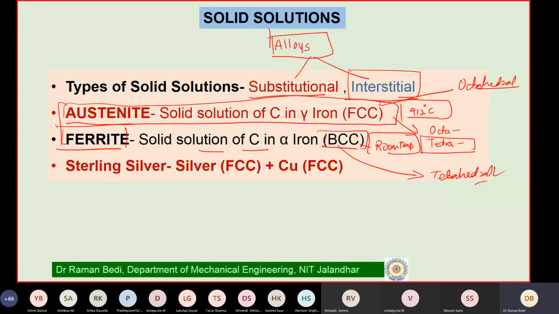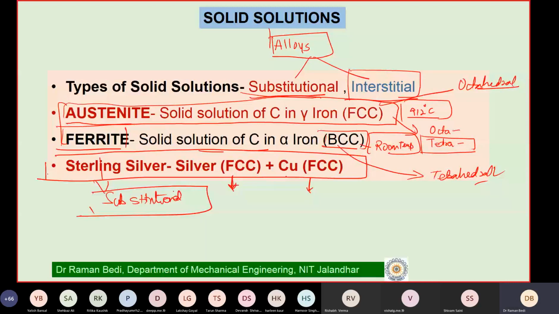Whereas sterling silver, which we say is an alloy of silver and copper, both of them are having FCC crystal structure, is an example of the substitutional type of alloy. The difference is that in the case of a substitutional alloy, the solute atoms will be replacing the solvent atoms located at the lattice points.